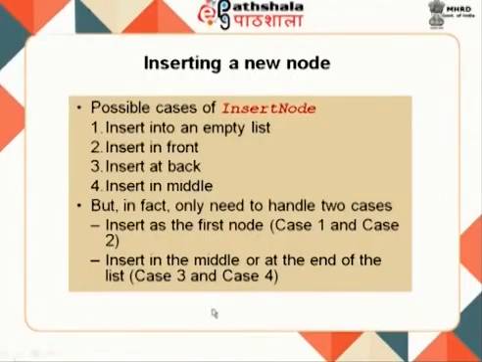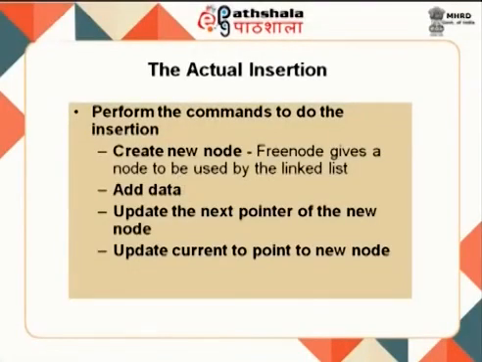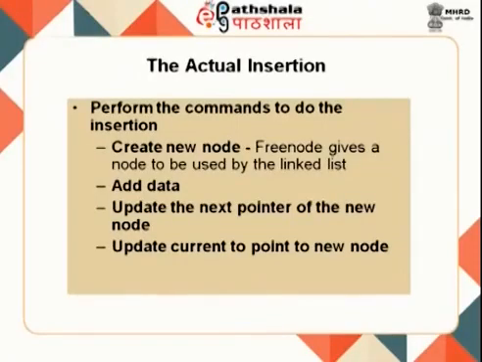These are the 4 cases that are possible for insertion into a list. But in fact, we need to handle only 2 cases. Insert as the first node, that is case 1, and case 2 are similar, case 3 and case 4 are similar. So, the actual insertion performs the commands to do the insertion. You have to first create a new node. When you are doing an insertion, remember only as much memory is allocated to the linked list implementation of the list as there are elements. So, when you want to insert an element, you have to create a new node for it, which in this case we call a free node. Then you add the data to the free node, update the next pointer of the free node, and update current to point to this new node.